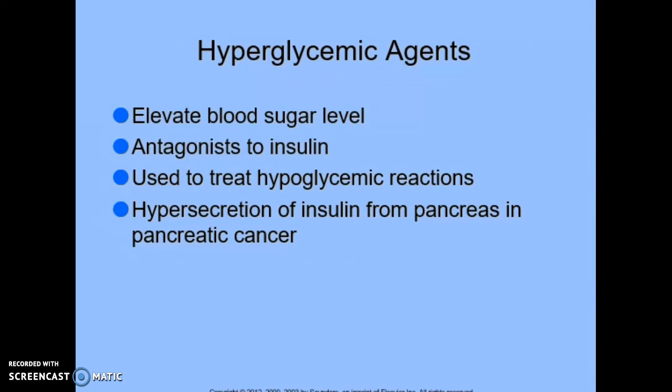So what are some specific hyperglycemic agents? How about glucagon, diazoxide, glucose tablets, and gels? These elevate blood sugar levels. They work as an antagonist to insulin. They're used to treat hypoglycemic reactions and the hypersecretion of insulin from the pancreas in cases of pancreatic cancer.